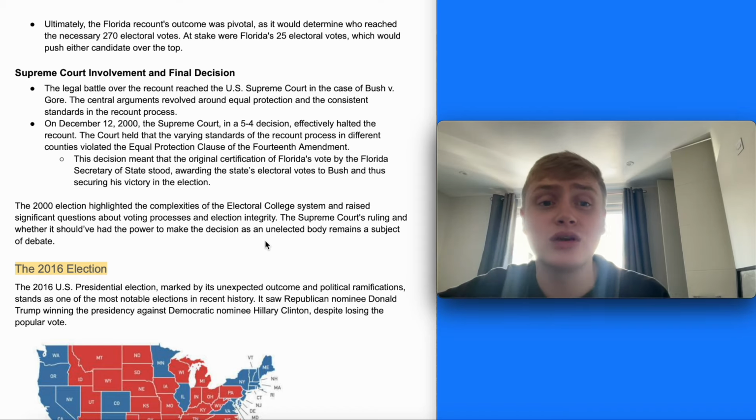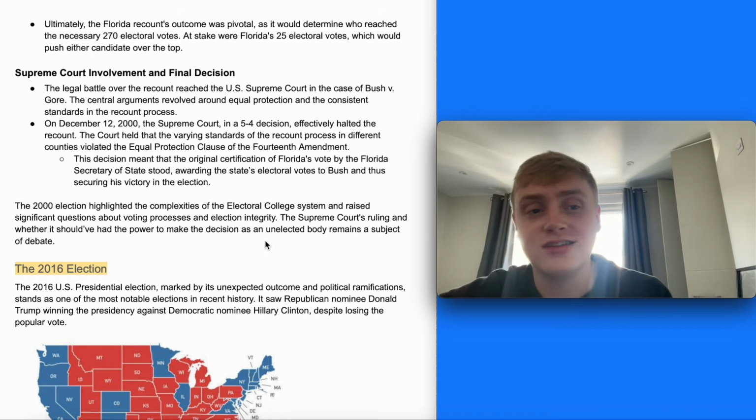The legal battle over the recount eventually reached the Supreme Court in the case of Bush vs. Gore, and the central arguments revolved around equal protection and the consistent standards in the recount process. On December the 12th, the Supreme Court, in a 5-4 decision, effectively halted the recount. The court held that the varying standards of the recount process in different counties violated the Equal Protection Clause of the 14th Amendment, and this meant that the original certification of Florida's vote by the Florida Secretary of State stood, awarding the state's Electoral College votes to Bush and thus securing his victory in the election.